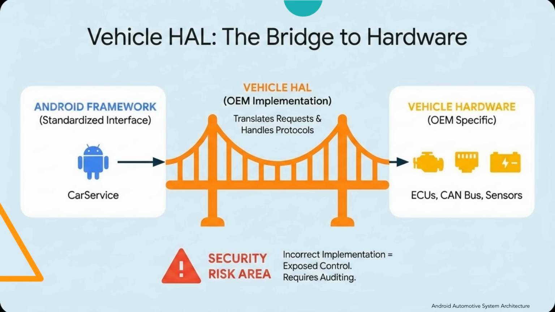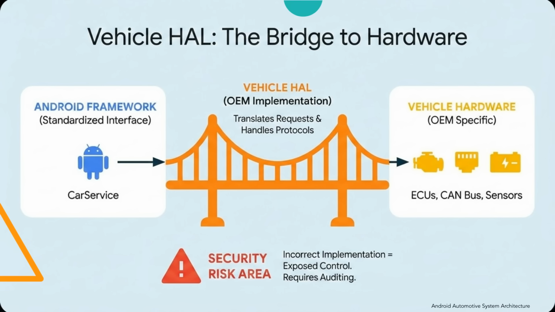Vehicle HAL, or Vehicle Hardware Abstraction Layer, is the bridge between Android framework and vehicle hardware. This layer is implemented by OEMs or Tier 1 suppliers and is highly vehicle-specific. Vehicle HAL exposes a standardized interface defined by Android, but internally it translates requests into vehicle network messages. For example, reading speed may involve decoding CAN frames or querying a gateway ECU.